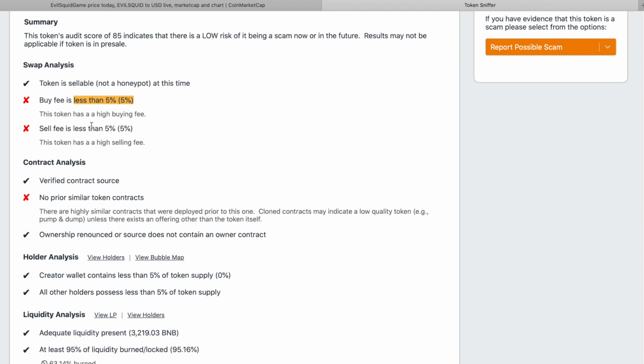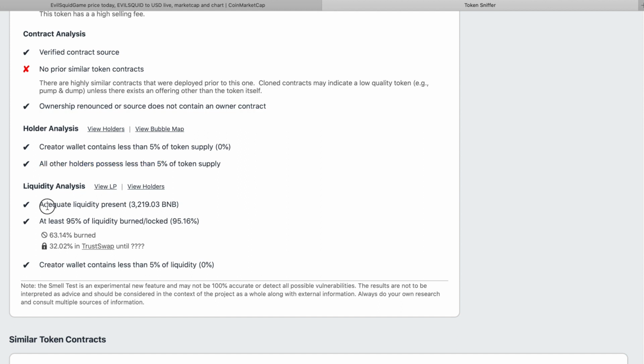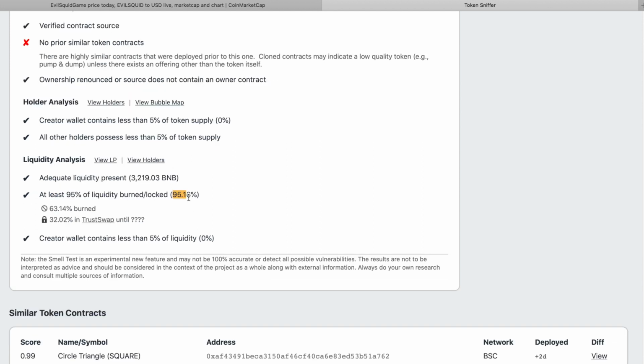Sell fee 5% is okay. Ownership renounced sounds good. Creator wallet less than 5% of the token supply, great, it's zero. All other holders possess less than 5% of token supply, that's another great news. Adequate liquidity, 3,219 BNB. That's a lot of money. At least 95% liquidity burned or locked. 95.16%. 63 burned, 32 in trust to swap.